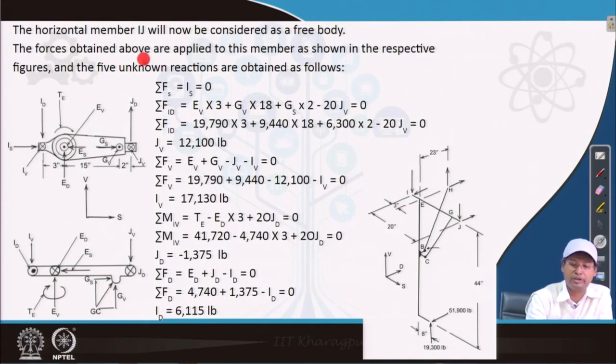The forces obtained above are applied to this member as shown in the respective figure, and these five unknown reactions are obtained as follows. If we consider the S direction member forces, we have already found that the ES and GS values are the same, which is why they act opposite to each other, and that gives us IS equals 0. Now we are supposed to find the summation of forces along ID.